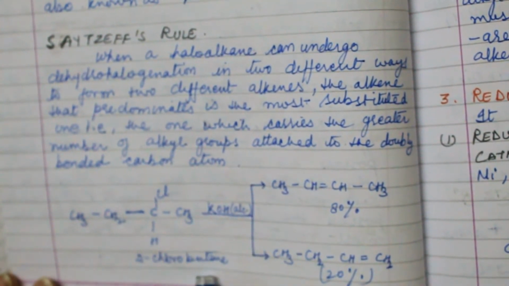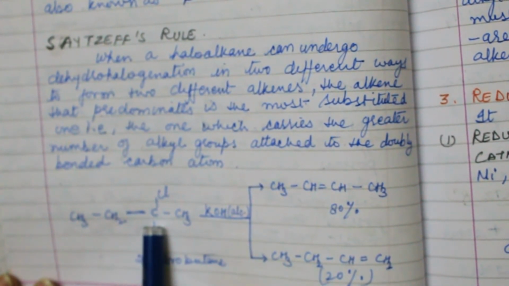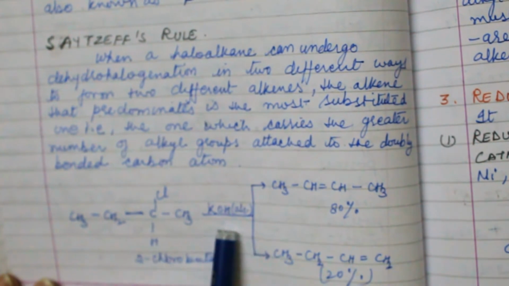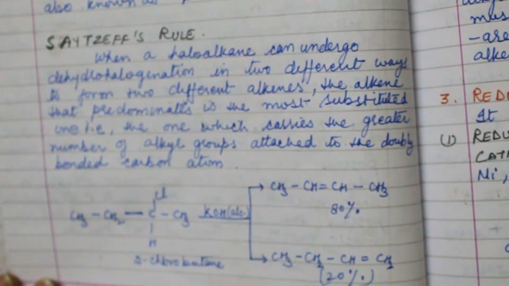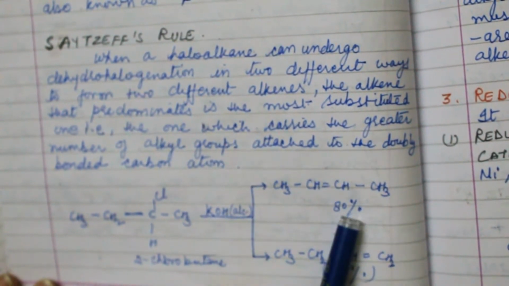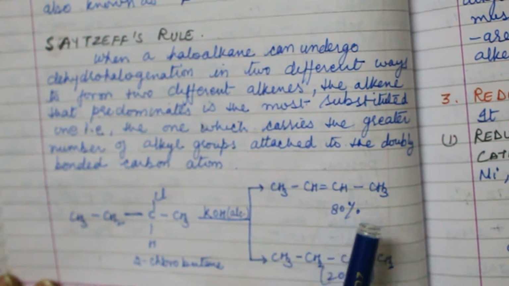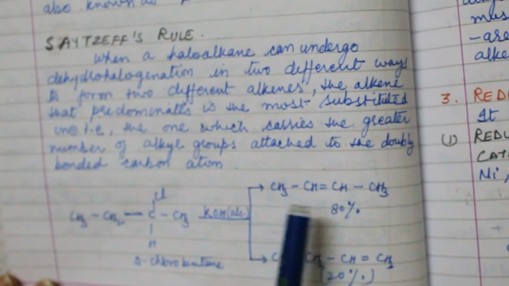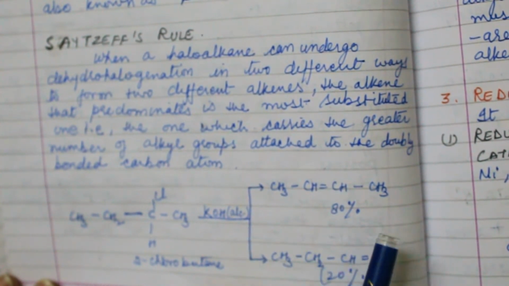This is 2-chlorobutane, because chlorine is attached to the second carbon. When this is reacted with KOH, it forms two hydrocarbon compounds. This is the major form and this is the minor form. This is the major form because the carbon attached to the double bond has more alkyl groups, that is two alkyl groups.